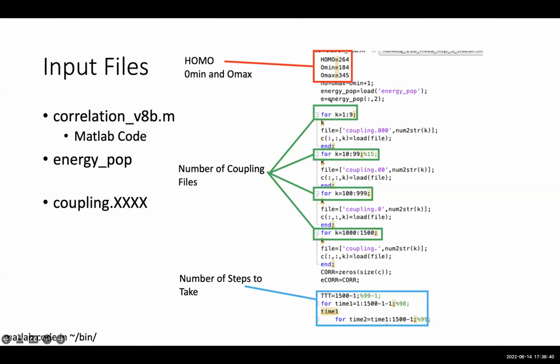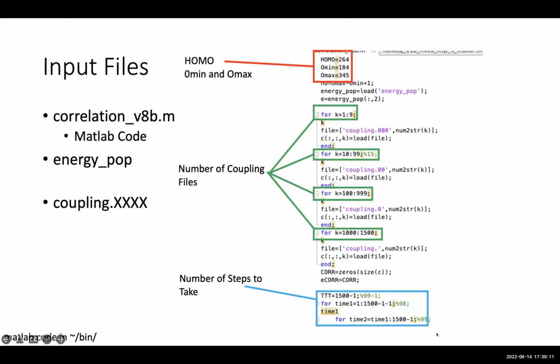So here is the start of the MATLAB code. Like it's been mentioned, you have the HOMO, the OMIN, and the OMAX, which are the lowest orbital and the highest orbital you're looking at, and those are the VASP indexes for them. Then in the green boxes, I have the couplings. You just need to make sure that they match how many you have. In this case, I had 1,500.